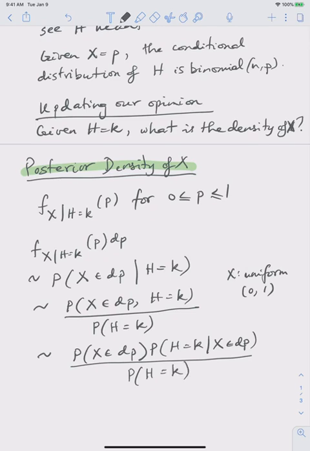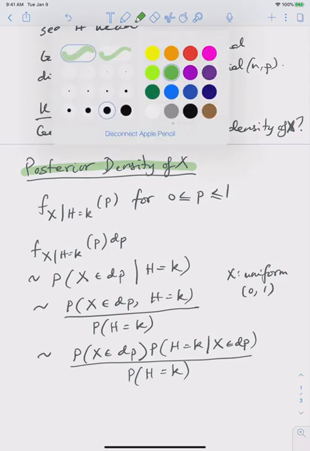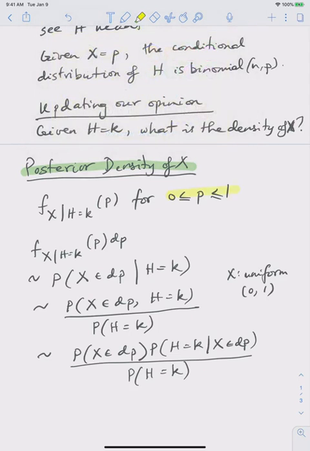Now the denominator is actually looking like the best of all because the denominator does not have a P in it. So as far as this density is concerned, which is after all a density on P in the unit interval, as far as that density is concerned, the denominator is a constant. There's no P. The numerator, let's try and work out what the numerator is.